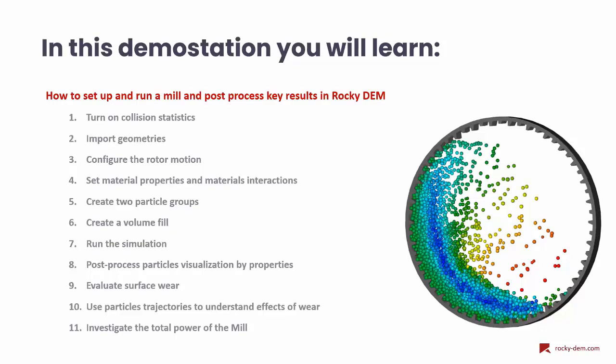Once the setup is done, we run the simulation. Then we will show how to color particles by certain properties, like velocity. We will evaluate the surface wear by creating a custom property. Next, we will use particle trajectories to understand the effects of wear. And finally, we will investigate the total power to run the mill.